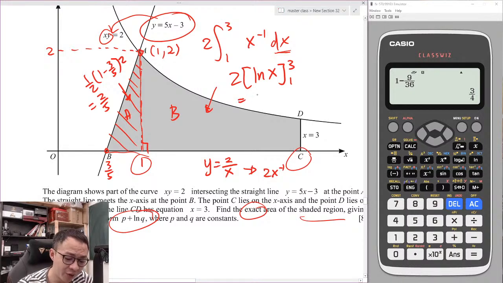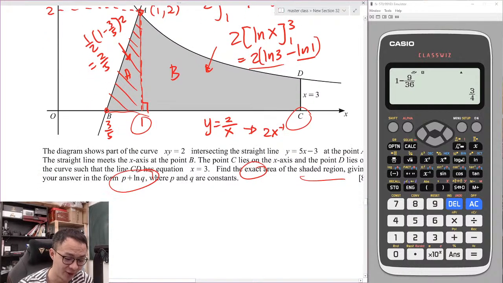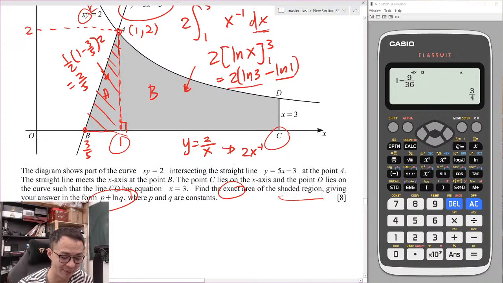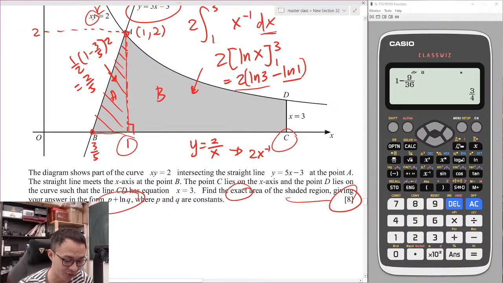Over here is 2 ln 3 minus ln 1. But because ln 1 itself is 0, it's just 2 ln 3. Okay, so I have solved the whole 8-mark question already. Wow, there's a lot of marks for this question.